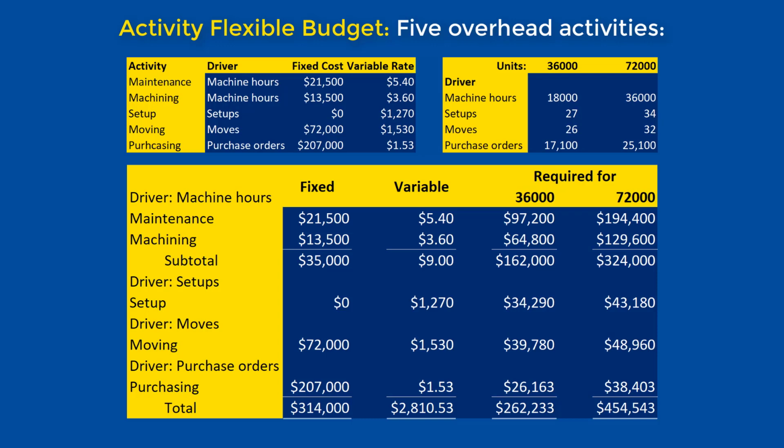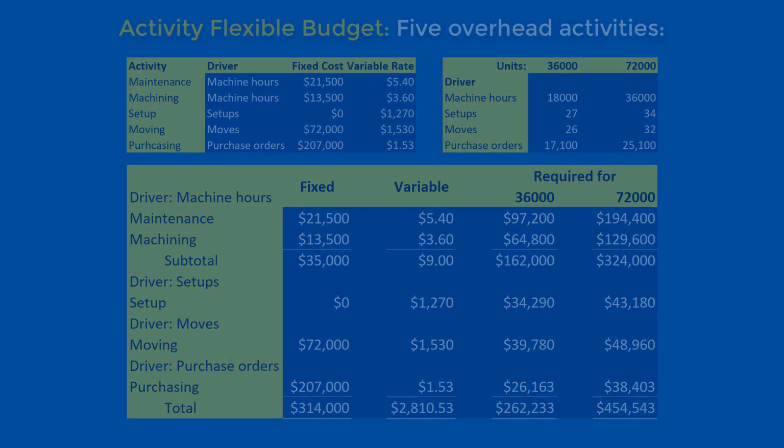The expenses in this budget are comprised of the fixed component and the variable component, which is made up of the variable rate times the driving factor. For instance, the maintenance expense for 36,000 units is made up of $21,500 for the fixed component, plus $5.4 times 18,000 machine hours, for a total of $97,200.